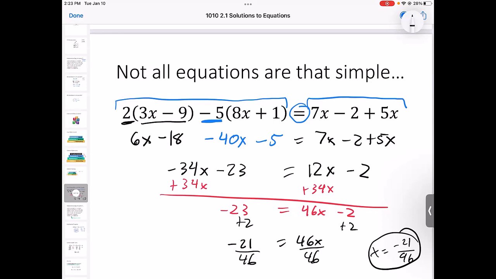So I want to do a quick little check-in. On a scale of 1 to 5, how are you guys feeling about solving an equation like this? Okay, awesome, sweet.